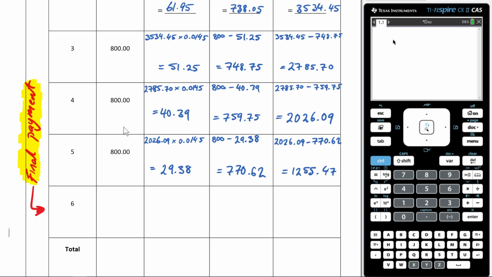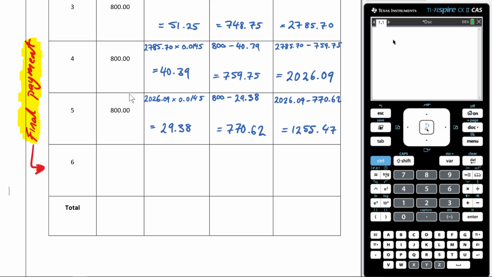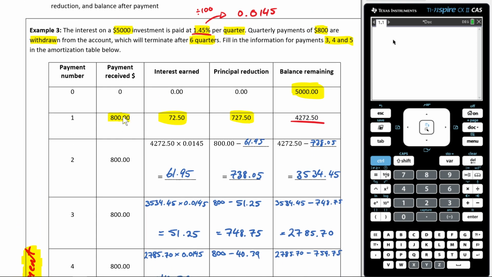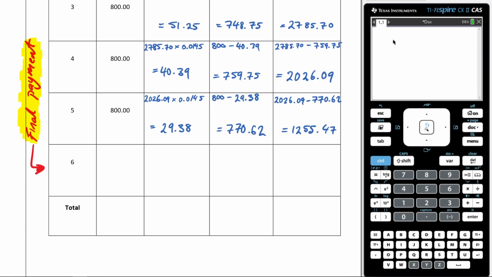So as you can see, up to now, we've always been taking out $800 from our annuity. But now we're going to have to take out something different. And the reason why is because the question specified that this will terminate in 6 quarters. What that means is that you're going to have $0 in your account after the 6th quarter.